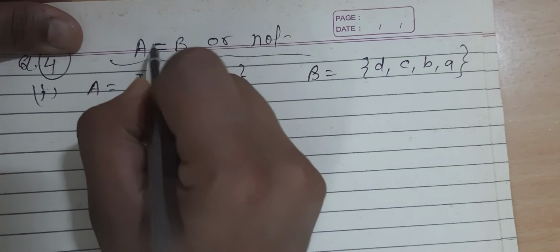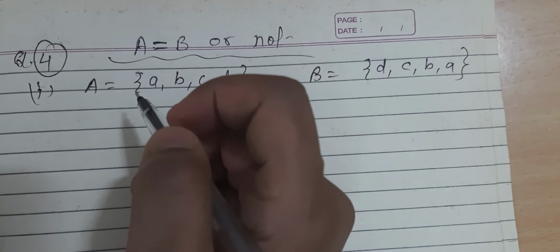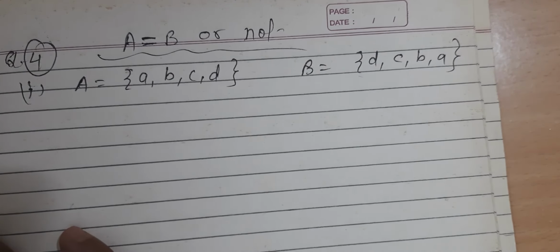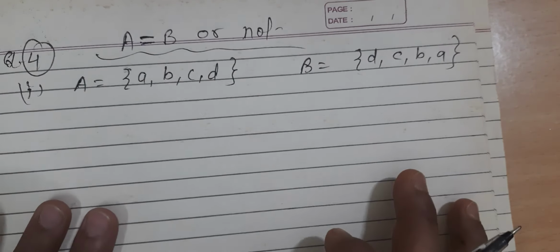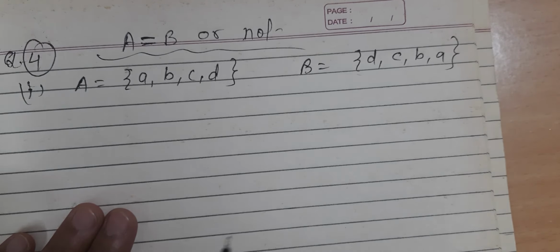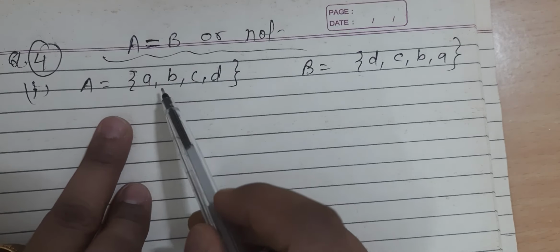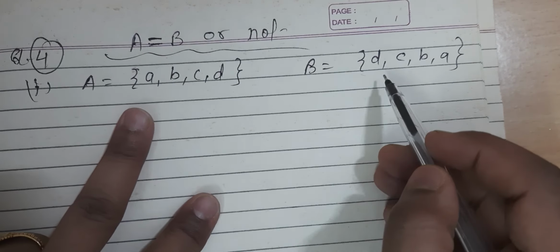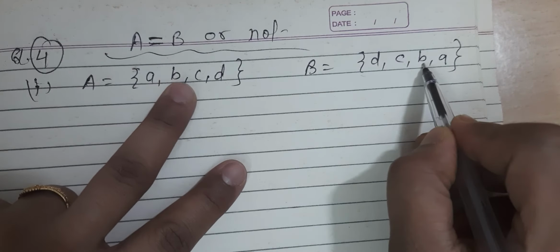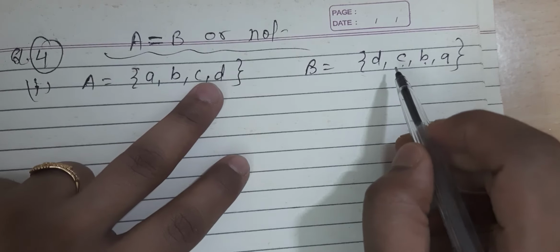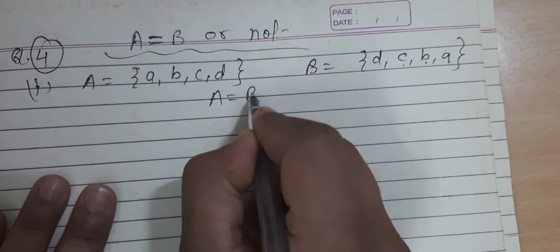Before you solve this question, you should know the definition, or the condition, when two sets are said to be equal. Just now we have seen that two sets are said to be equal if they have exactly the same elements. Order doesn't matter, but the elements should be equal. When you observe set A and set B, you will find that they have exactly the same elements. A is here, A is also here, B is here as well as here, C and D both are in set A as well as in set B. So we can write set A is equal to set B.